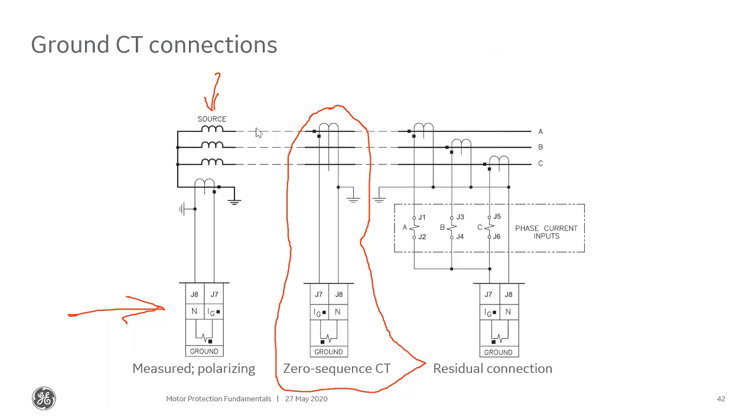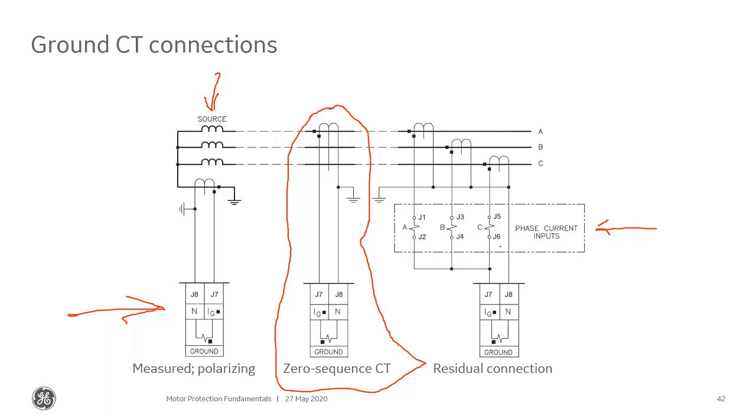Now, the other two mechanisms that we have are the neutral current. Remember, neutral is the calculated phases. So here are my three-phase inputs, J1 to J2, J3 to J4, J5 to J6. Those are my phase inputs. Now, if I want to operate a neutral overcurrent, that neutral overcurrent will be the vector sum of those three phases.